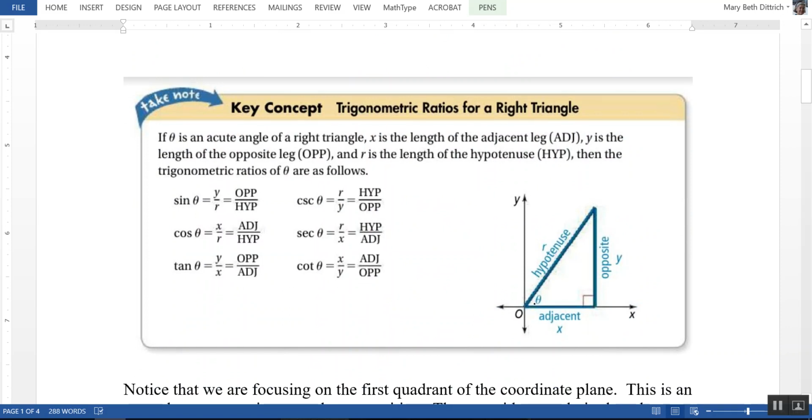So if theta is an acute angle of the right triangle, and notice that it's centered at the origin on the coordinate plane, then the adjacent side is the one that's on the positive x-axis and refers to the length of x. The opposite side is this vertical line over here, which refers to the height of this point here, and then the radius is the hypotenuse, and the 6 trig ratios are given as I mentioned up above.